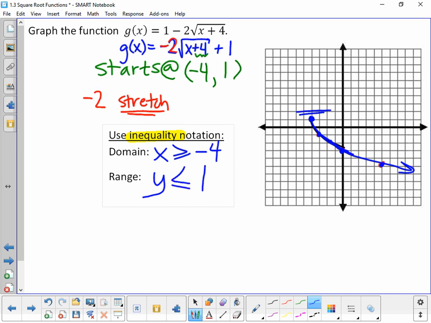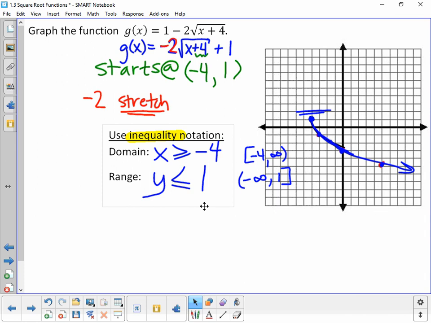If we wrote those in interval notation, it would look like -4 to infinity, and if we go bottoms up here, -infinity up to 1. So it's a little bit different than the prior one. And that's it. So that's how to graph these square root functions.